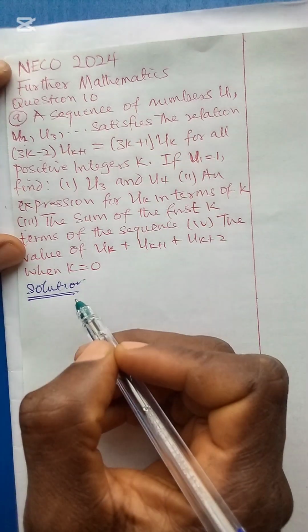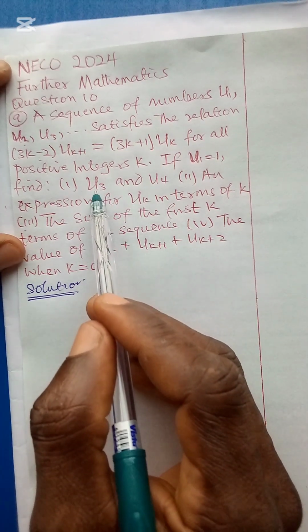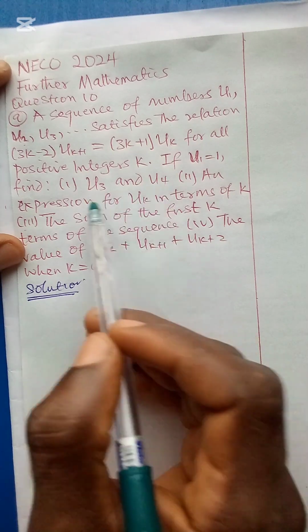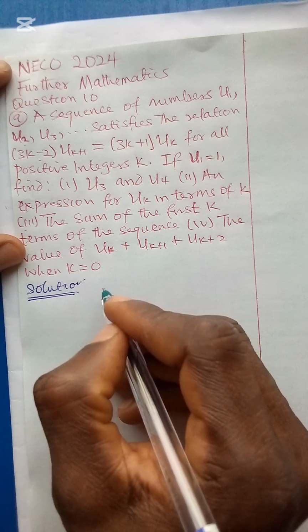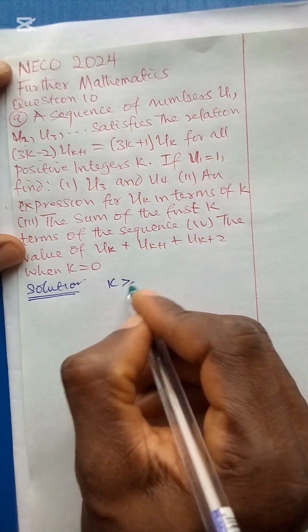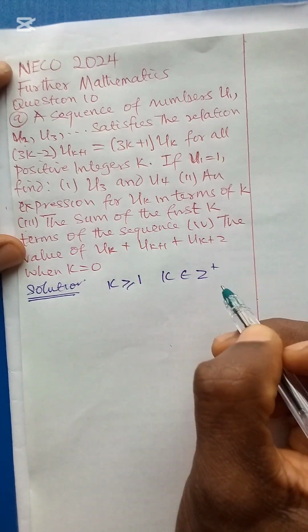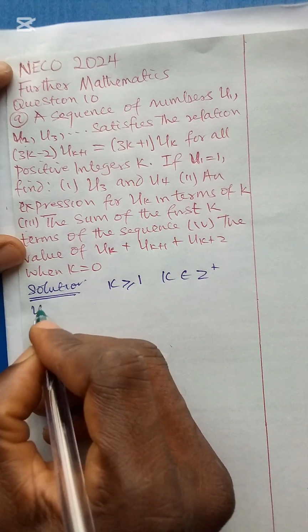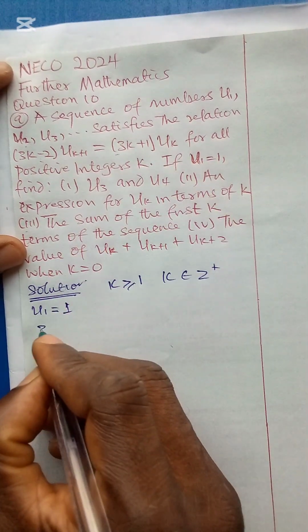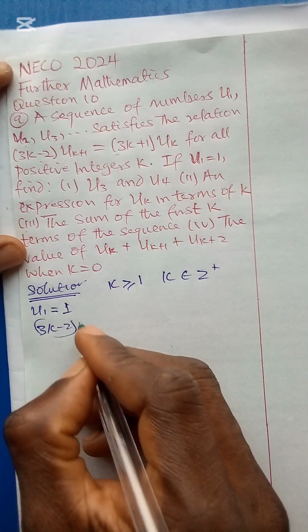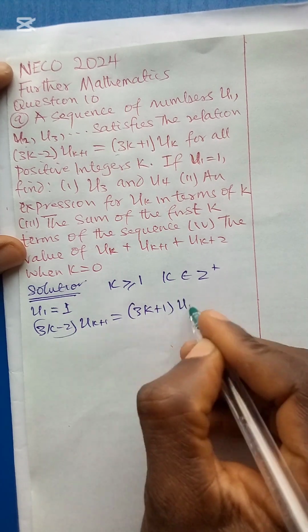This is an interesting question under sequences. We are first of all told to find u3 and u4. u3 and u4 are the third and fourth terms of the sequence. Let us remember that k is greater than or equal to 1, that is, k is a member of the set of positive integers. Then we are also told that u1, the first term, is equal to 1. Then we are given an equation: (3k - 2) times u_(k+1) is equal to (3k + 1) times u_k.